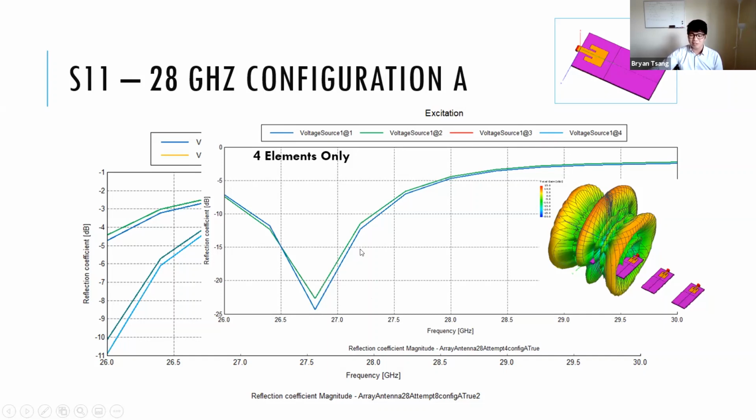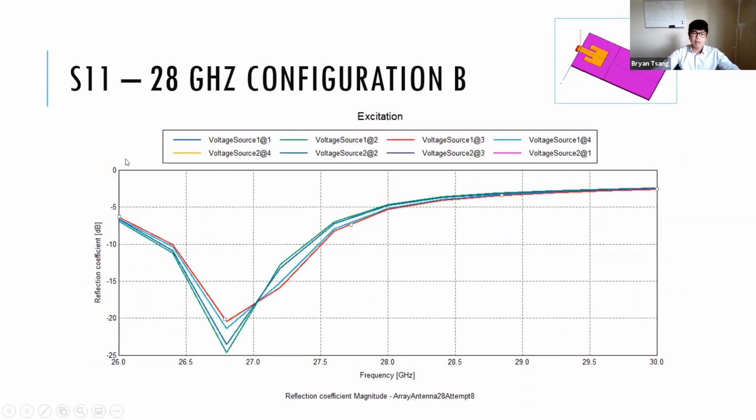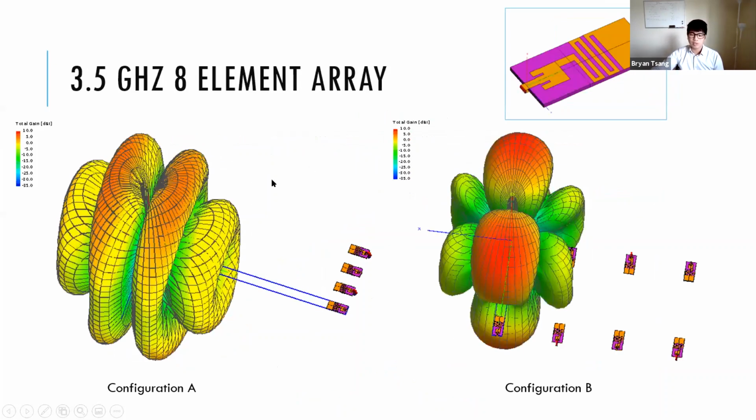And that's because I used only 11 desired frequency points, just because it was taking a really long time. I just wanted the results. But the S11 for the 28 gigahertz configuration B shows kind of what I expected. So that was cool. For 3.5 gigahertz, they had pretty similar gains, and the radiation patterns are shown below.